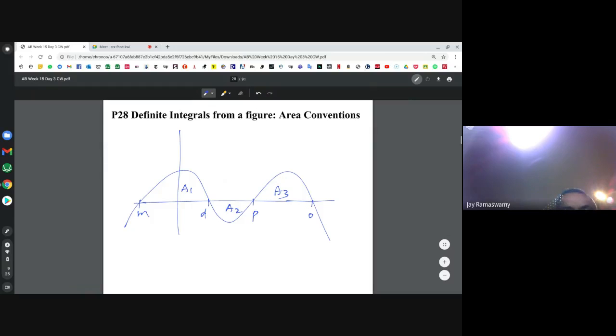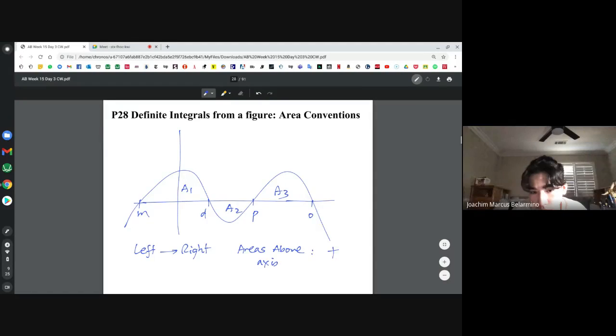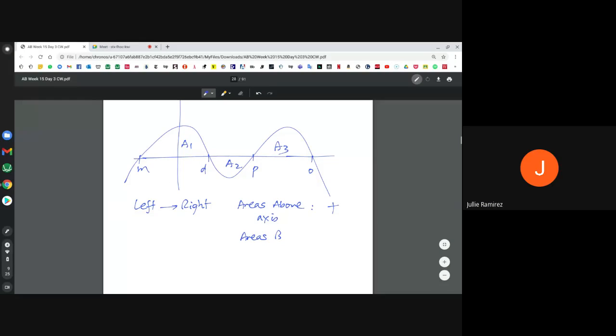Now here are the area conventions. We always go left to right. You have a lower limit and an upper limit, so we go left to right. We are assuming the lower limit is smaller than the upper limit, as usual. So if you're going left to right, areas above the axis are positive, and areas below are negative.